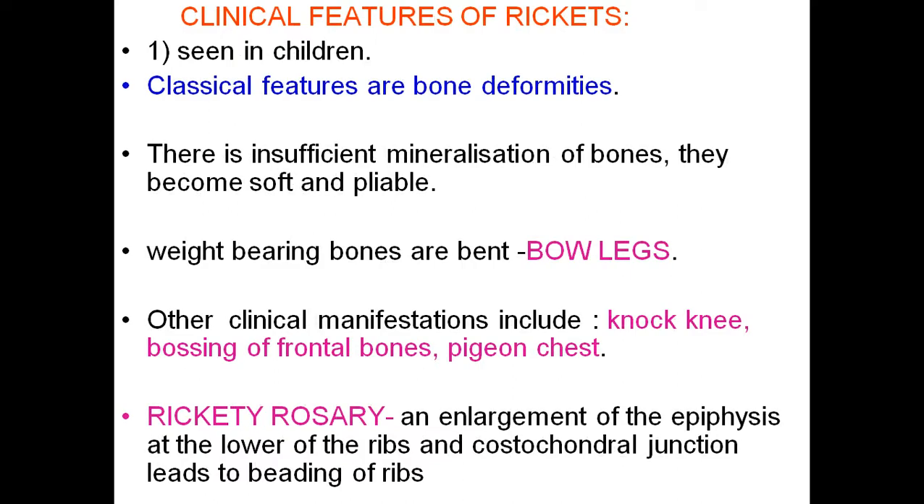Clinical features of rickets. If you see the clinical features of rickets in children, the classical features are bone deformities. So bones are not formed properly because of the deficiency of vitamin D. This condition is called rickets. In this, there is insufficient mineralization of bones. Bones are not mineralized properly, so they become very soft and pliable.